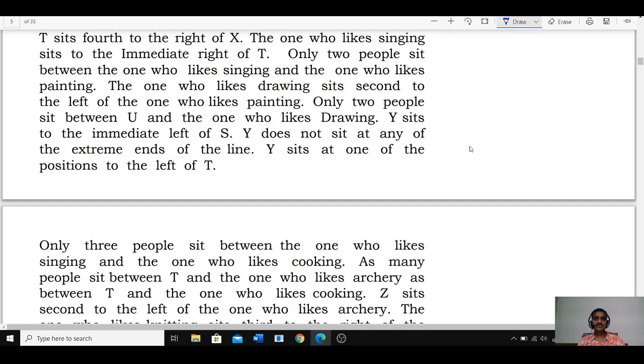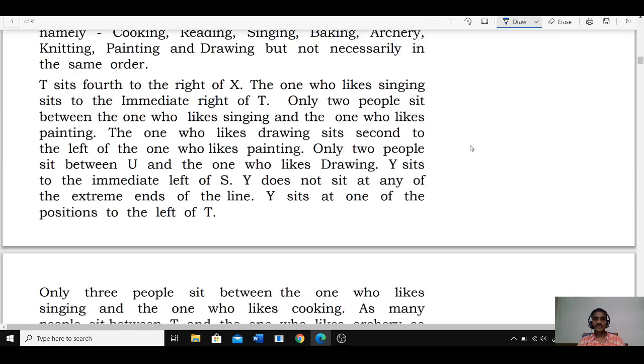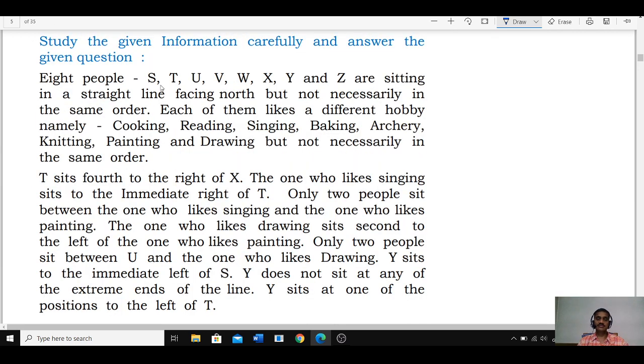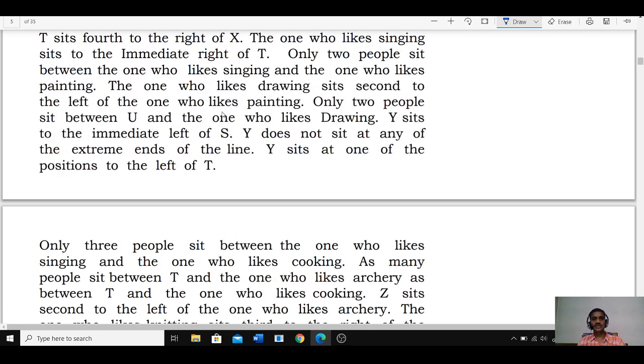Then 71 to 75. Now this 71 to 75 is based on row arrangement, seating arrangement. S, T, U, V, W, X, Y, Z. 8 people are sitting in a straight line facing towards north, but not necessarily in the same order, and each one of them likes a different hobby, namely cooking, reading, singing, and so on. All the persons are facing towards north only.